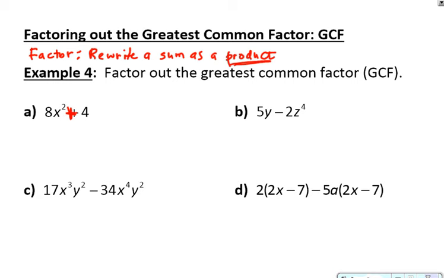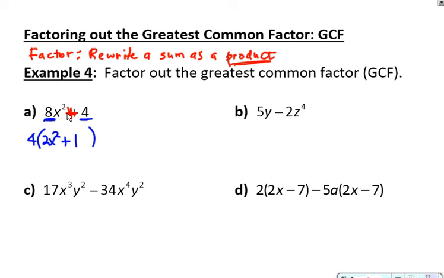When I look for GCFs, remember what we do is we'll look at each of the terms. So here's the first term, second term. Look for the biggest number that will go into both of those, which is 4. 4 goes into 8 and 4 goes into 4. And then look to see if there's a variable that's in both of them, and there's not. So I'm going to factor a 4 out of this problem. So what I'm going to have then is 8 divided by 4 is 2, x squared, plus, and 4 divided by 4 is 1. Notice that my sum is now a product of 4 times this parentheses.